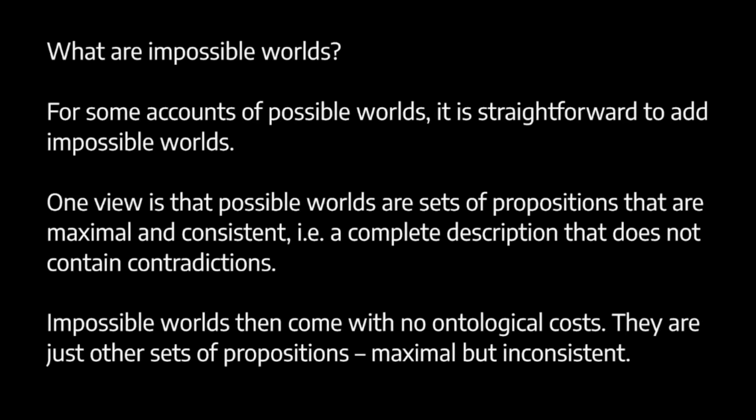Similarly, then, it's impossible that there are round squares. So there is an impossible world at which there are round squares. That is to say, there's a maximal inconsistent set of propositions that describes a round square. In no sense does that commit us to the existence of round squares. A set of propositions is not round and is not square. Nothing is literally round or literally square here.